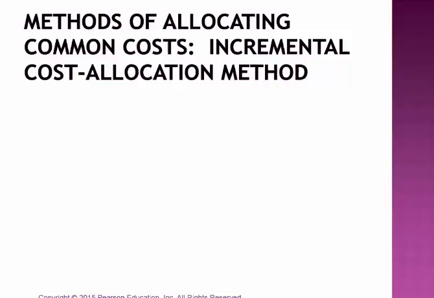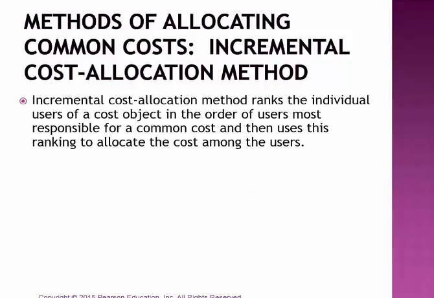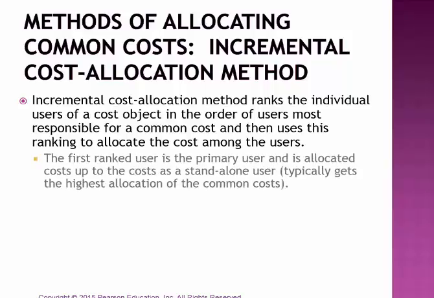If there are more than two users, we would continue on with that. Alright, so the third user would be called the second incremental user. The fourth user would be called the third incremental user, and so on. Alright, so again, incremental cost allocation ranks the individual users of a cost object in the order of the users most responsible for the common cost, and then uses this ranking to allocate the cost among the users. The first ranked user is primary. Those after the primary are called incremental, and we number them in order.